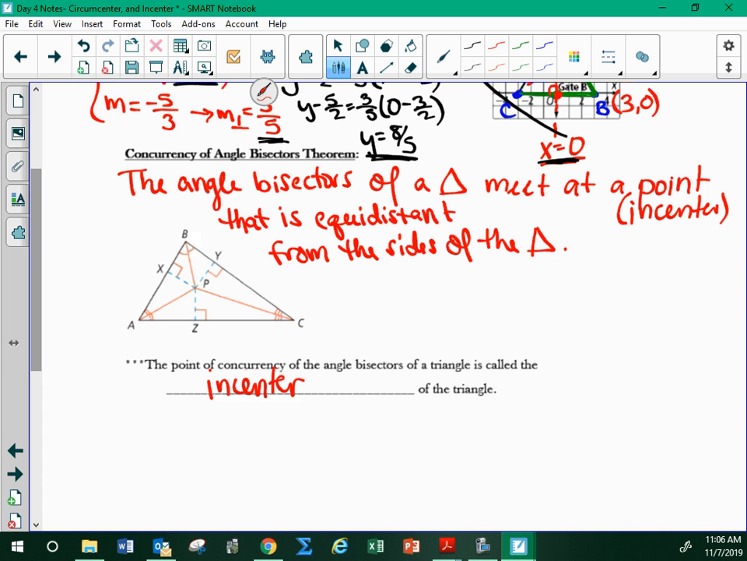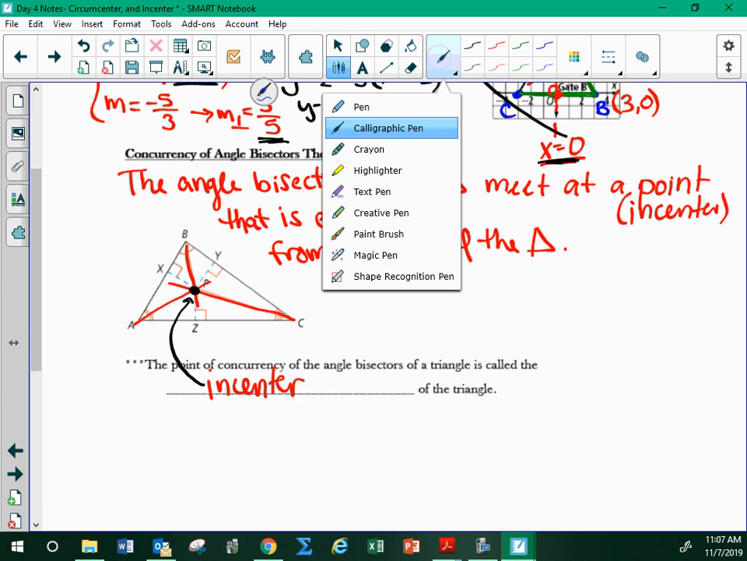Alright, so our incenter is where the angle bisectors meet up. Here's an angle bisector. Here's an angle bisector. Here's an angle bisector. This guy is my incenter. So what's with this whole perpendicular dotted stuff? It might make us think there are perpendicular bisectors when there's not. It says that it's equidistant from the sides.